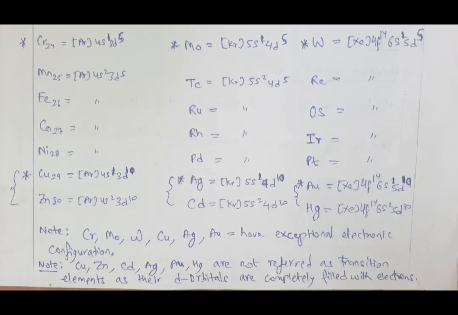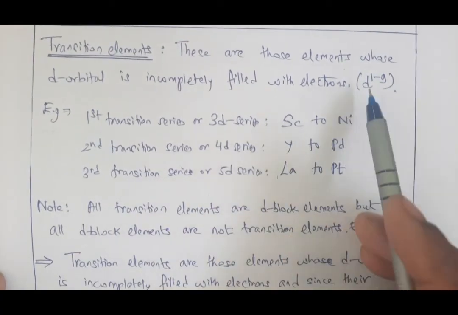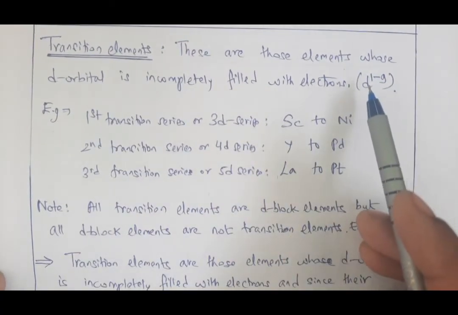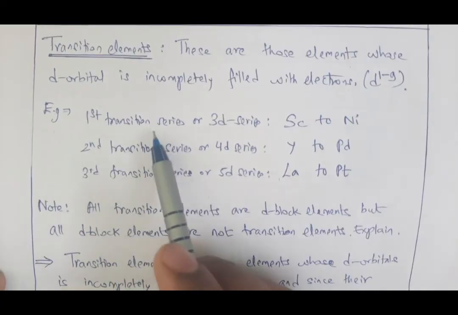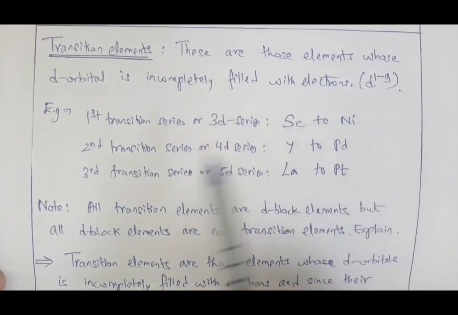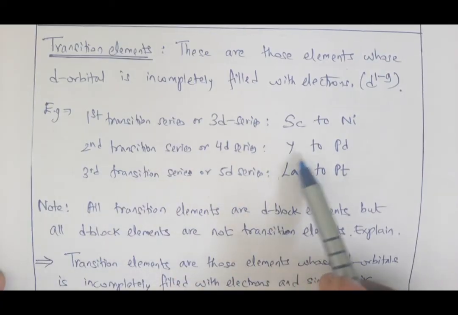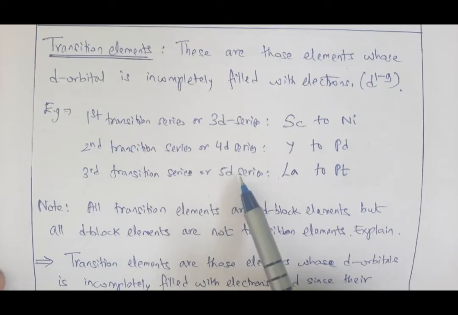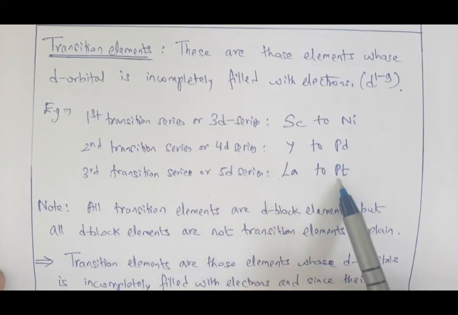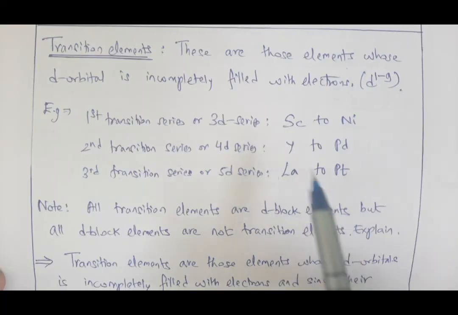Students, you can take the screenshot to make the notes. So students, from here you can see transition elements are those elements whose d orbital is incompletely filled with electrons, may contain 1 to 9 but not 10. So in the first transition series, the 3d series, the transition elements are from scandium till nickel. In the second transition series, the 4d series, the transition elements are from yttrium till palladium. In the third or 5d series, the transition elements are from lanthanum to platinum. These all are transition elements, students. Remember the definition and examples for it.